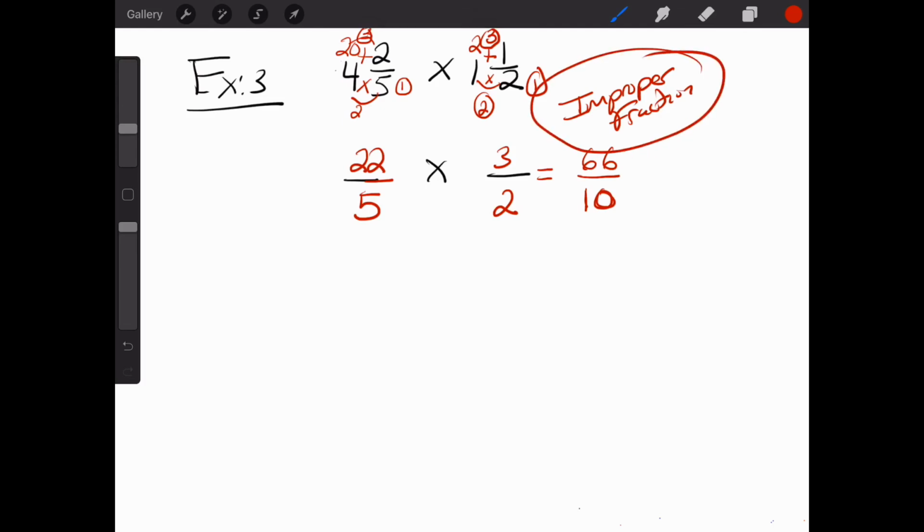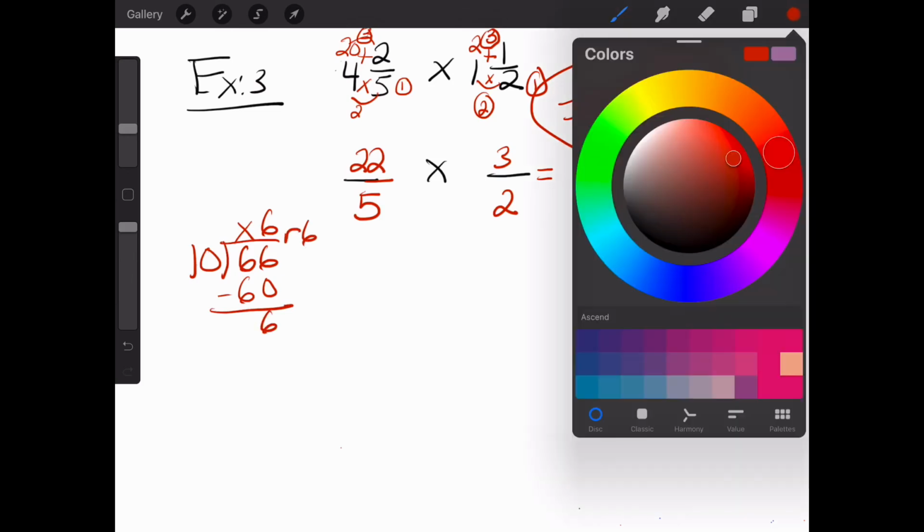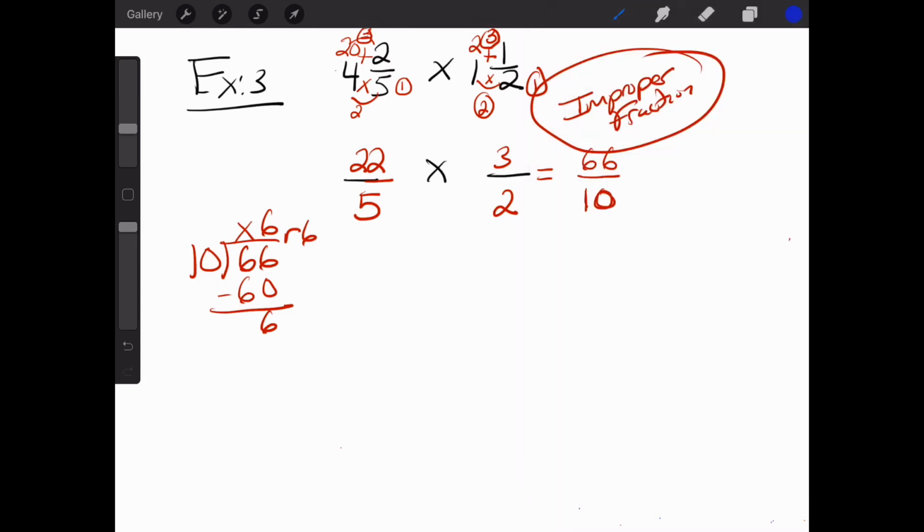I'm going to put my denominator as my divisor, my numerator as my dividend. Okay, and I ask myself, should be able to do it. You know that 10 can't go into 6. 10 can go into 66 6 times. We get 60. We get remainder 6. Okay. Just change colors here.